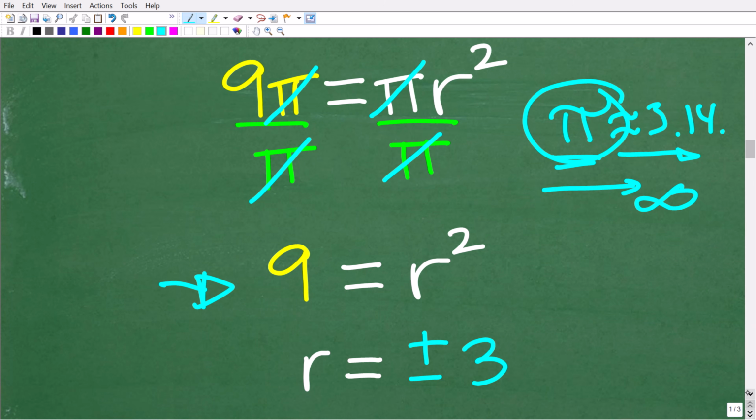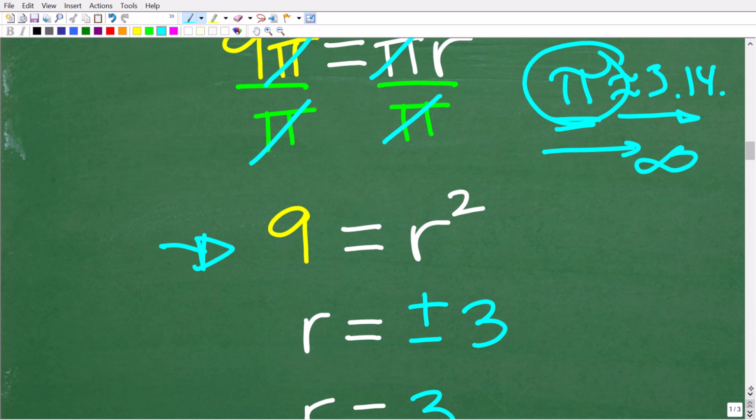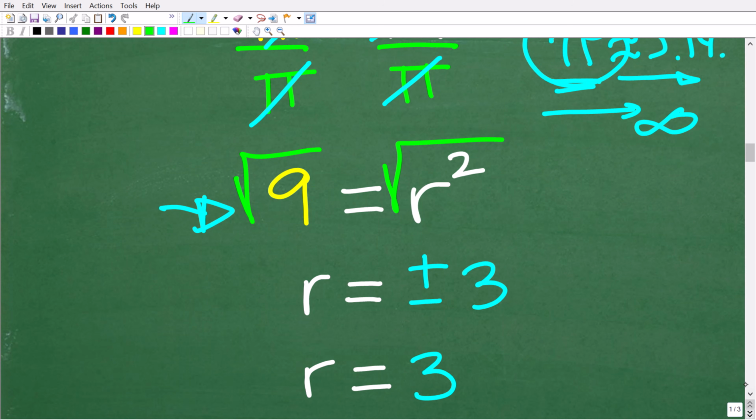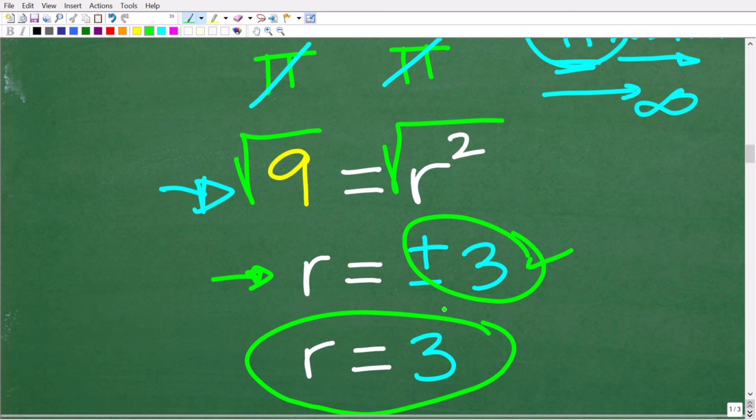Now we have a simple quadratic equation. To solve for r, all we have to do is take the square root of both sides of the equation. The square root of 9 is positive and negative 3, and the square root of r squared is r. Because we're talking about a distance in a circle, we're going to use the positive root here. So the radius is, in fact, positive 3 and not negative 3.